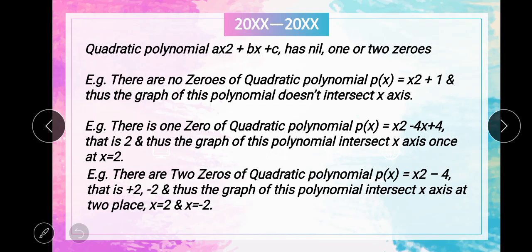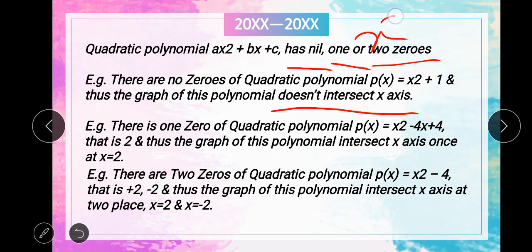Now, a quadratic polynomial ax square plus bx plus c has nil, 1 or 2 zeros. How is this possible? Let us see examples. There are no zeros of the quadratic polynomial x square plus 1, and thus the graph of this polynomial doesn't intersect the x axis because the roots are not real. If you equate x square plus 1 with 0, you get x is equal to root of minus 1. It has no meaning at all.